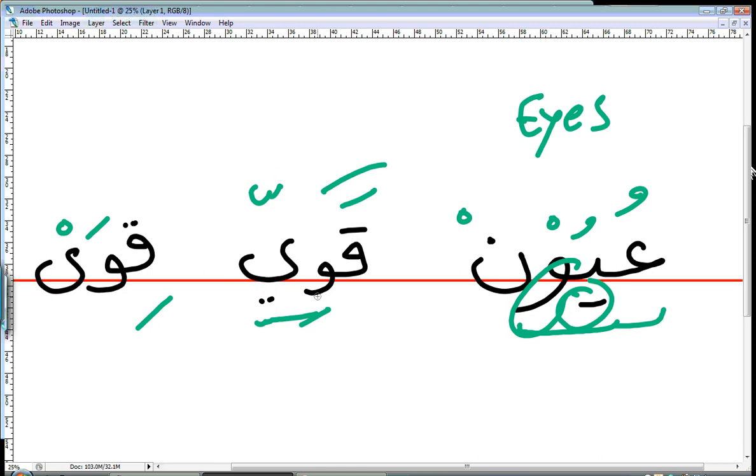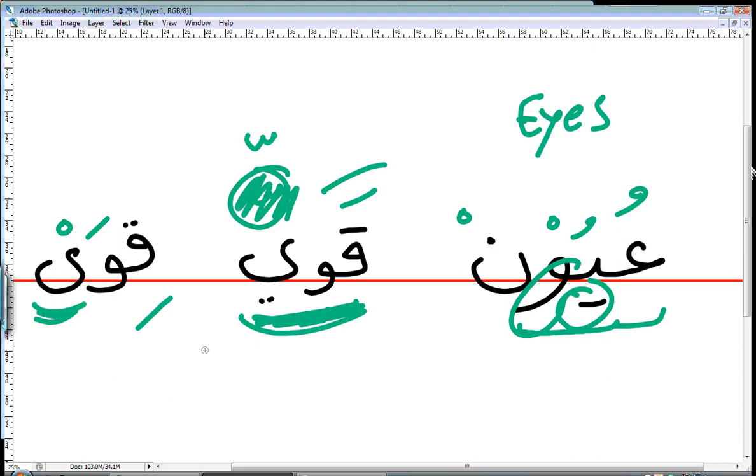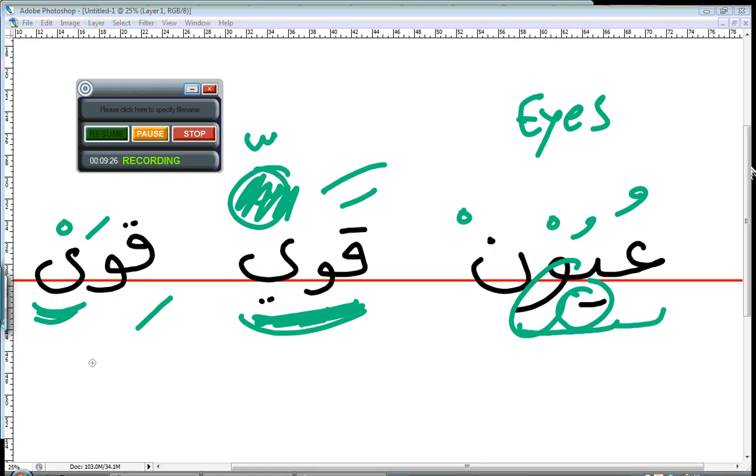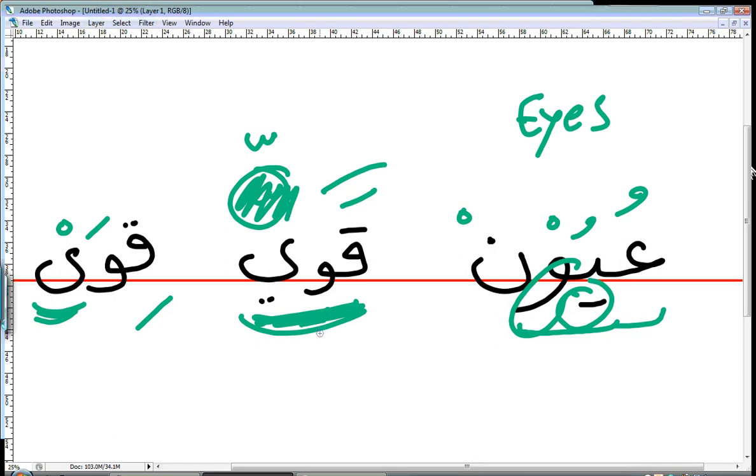Qawi. Because of the shadda here, you can actually pronounce this qawi, where the stretching happens, or qawi, where the stretching is not very clear, which means powerful. And here it's not a ya, it's an alif maqsura, and it's qiwa, which means powers. Qawi, qiwa, uyun.